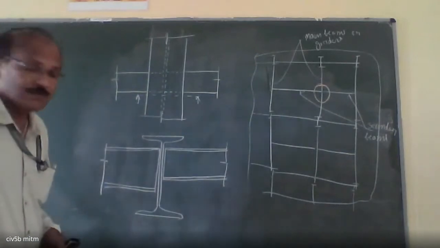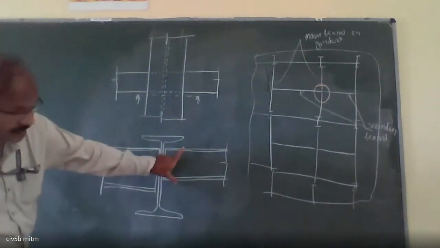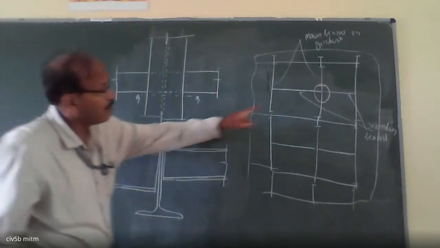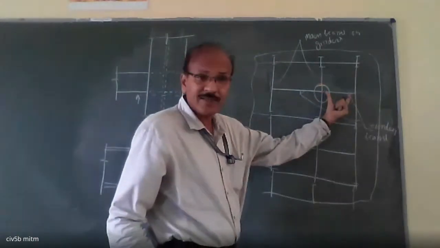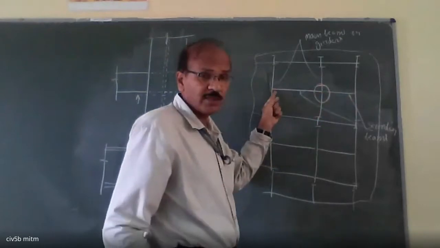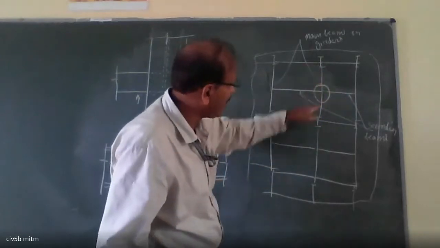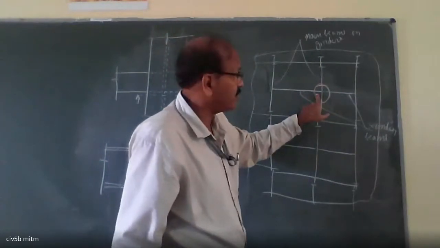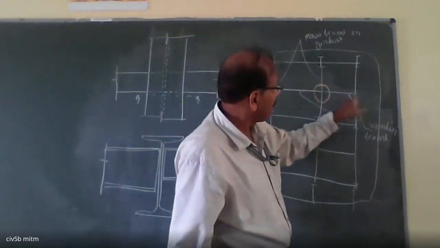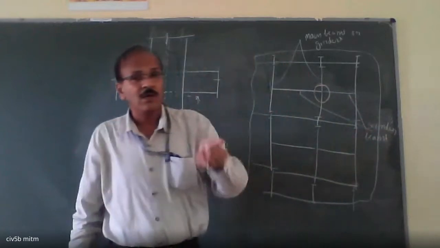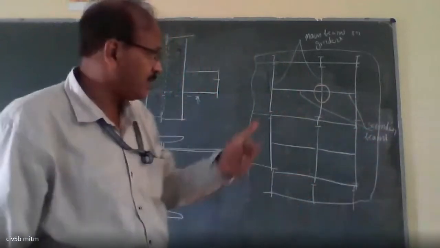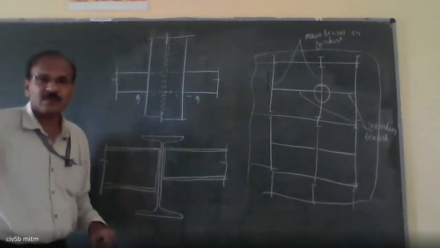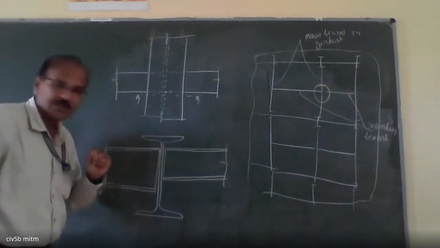So is it not? The depth of this I section is less than this one, because look here, the span is less and this span is more. That means more load gets transferred to the main beam from this secondary beam and less load from this one. So this beam is carrying less load, meaning less bending moment and less shear force. As a result, we are going to need a shorter I section as far as depth is concerned.